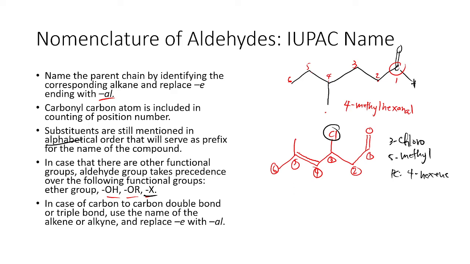So, sabi niya, alphabetical order. Sa alphabet, anong mauuna? Yung C ba o yung M? So, since mauuna yung C kesa doon sa M, we will be mentioning chloro first. So, we will have here 3-chloro, 5-methyl, 4-hexene. So that will be the name of our organic compound.